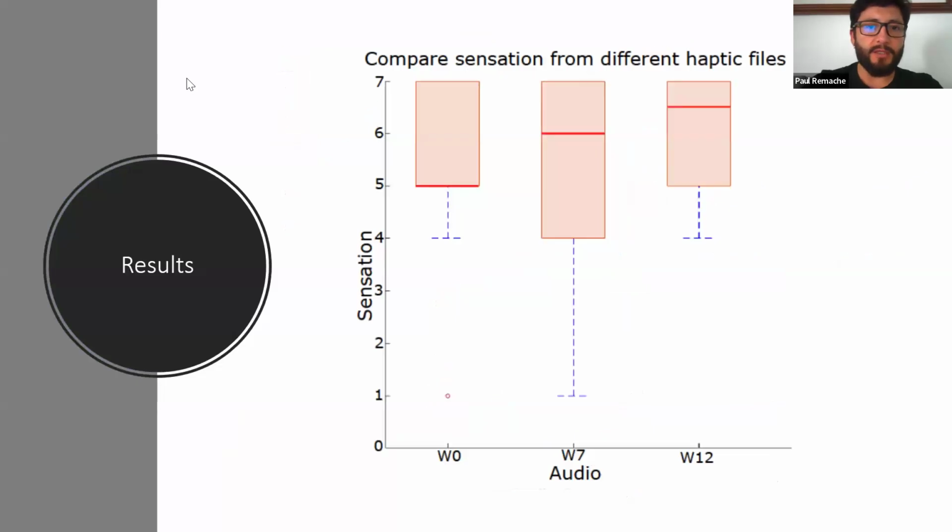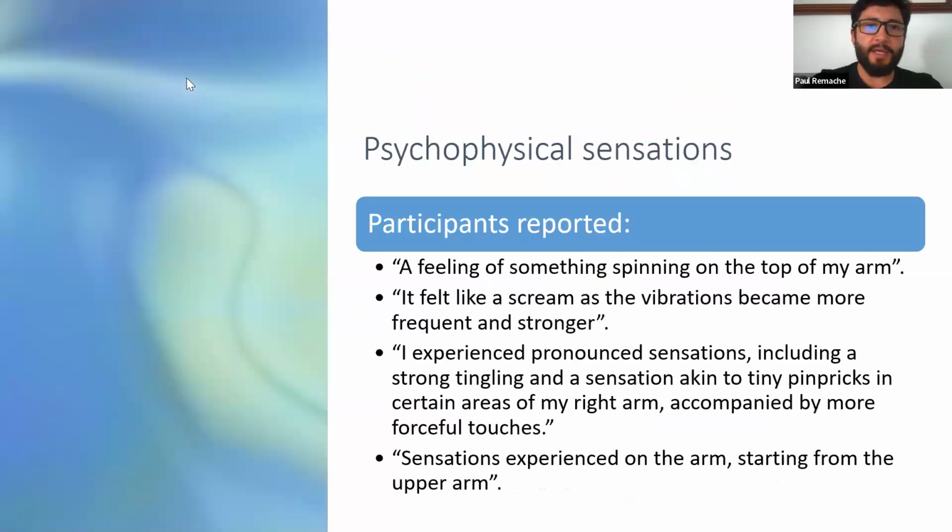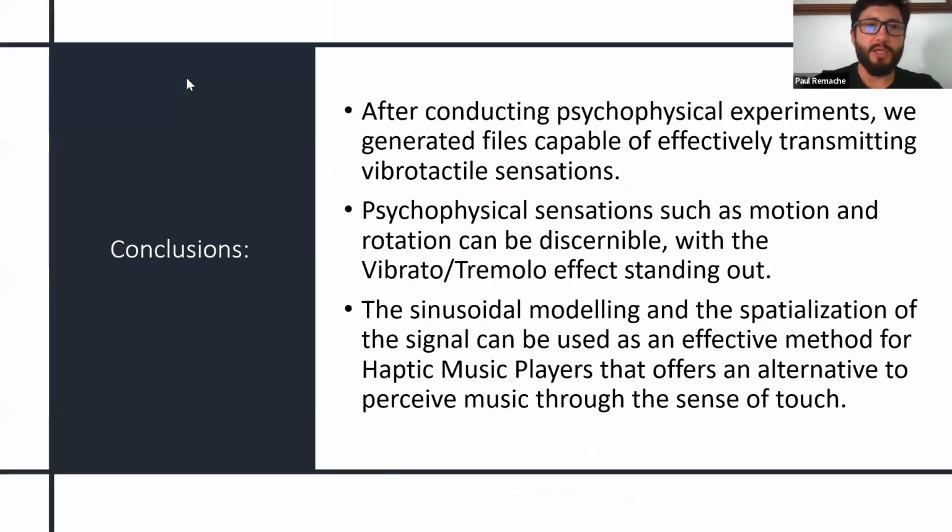Here are the ratings of the audio files, and here you can see that the audio files processed with the effects W7 and W12 are the best rated. Specifically, W12 is the best. And the psychophysical sensations the participants reported were kind of movements, spinnings, and some kind of effects like tactile illusions that are similar to auditory illusions.